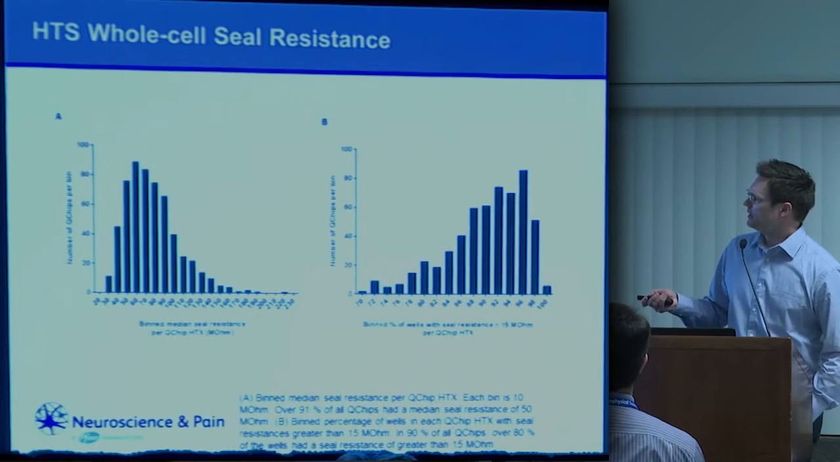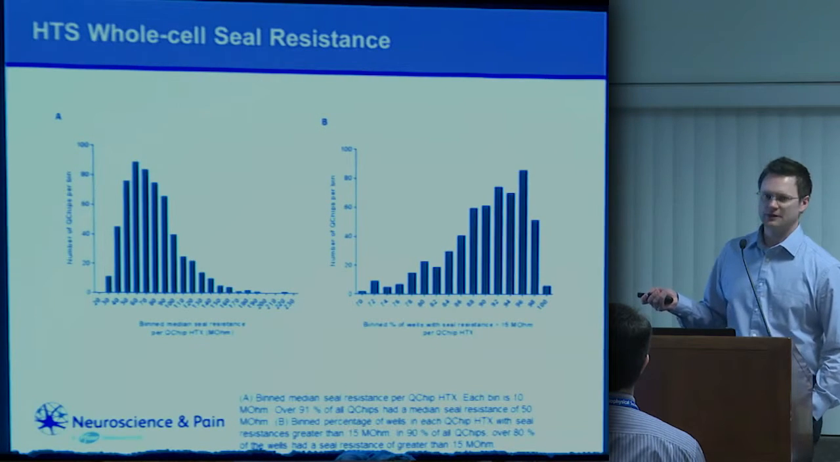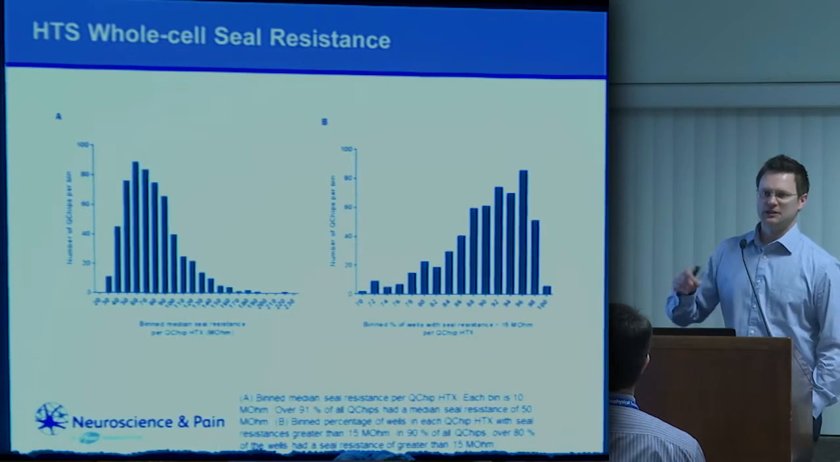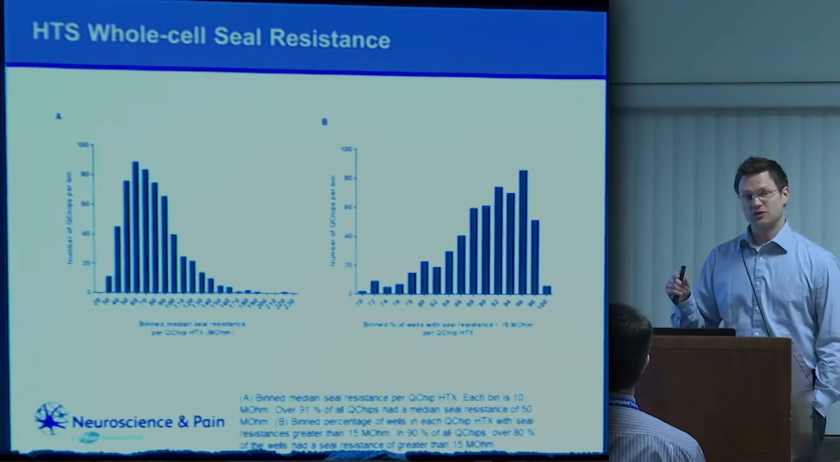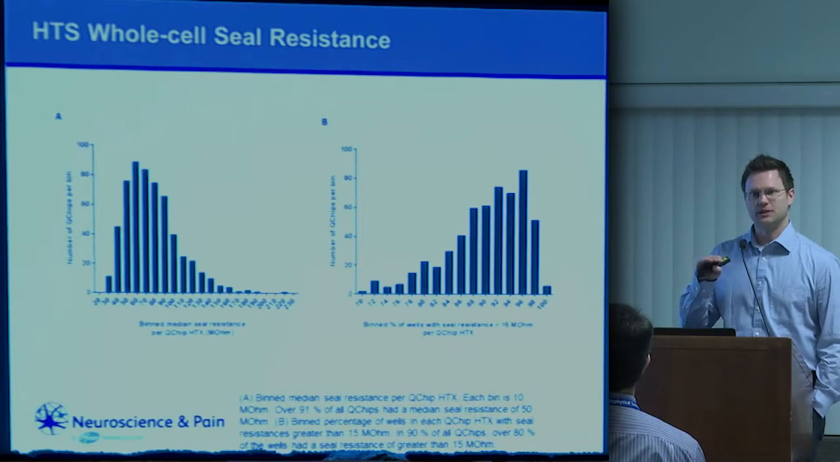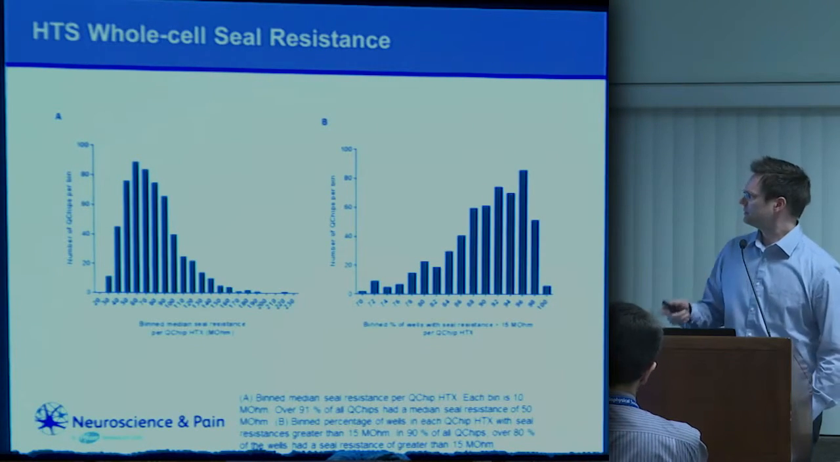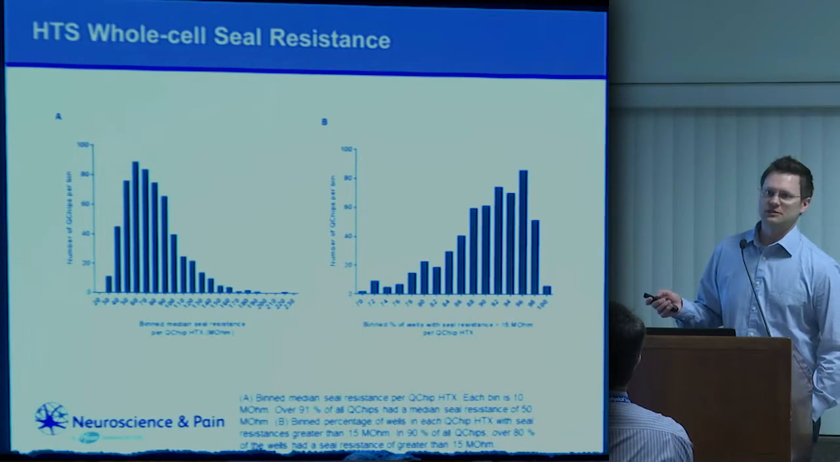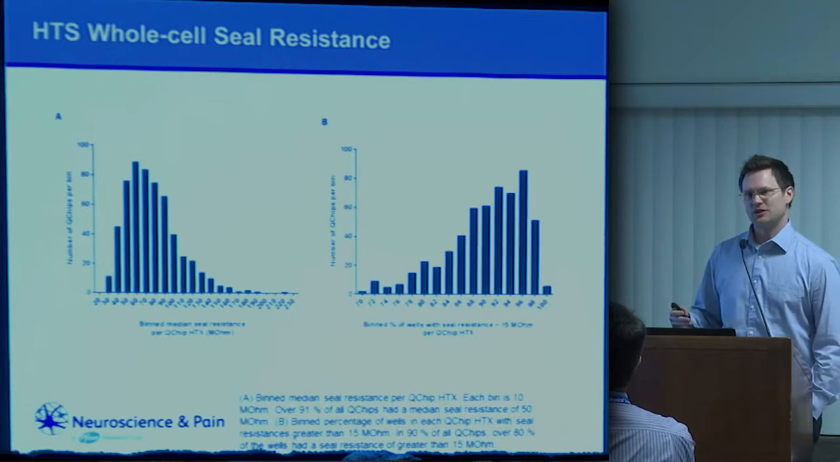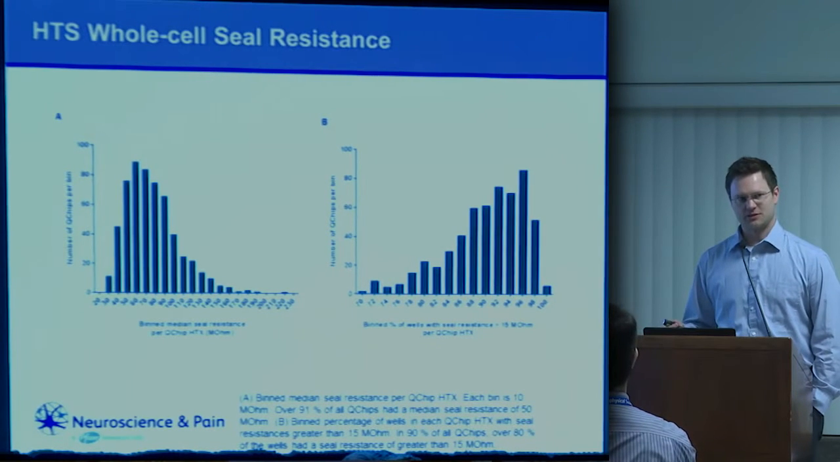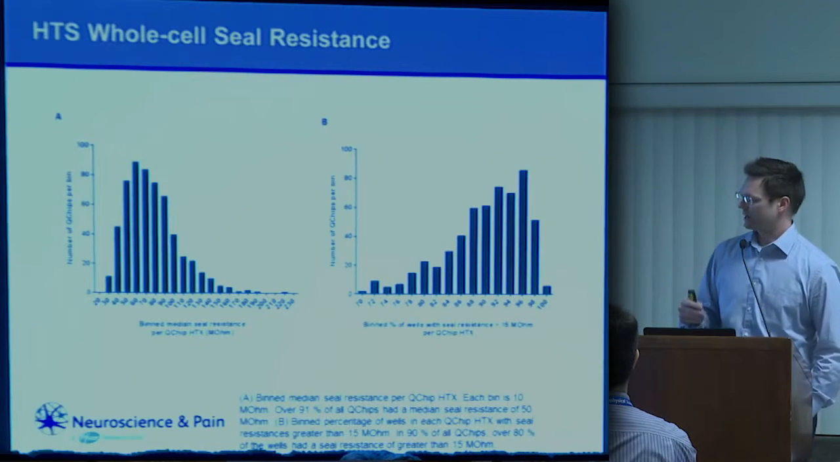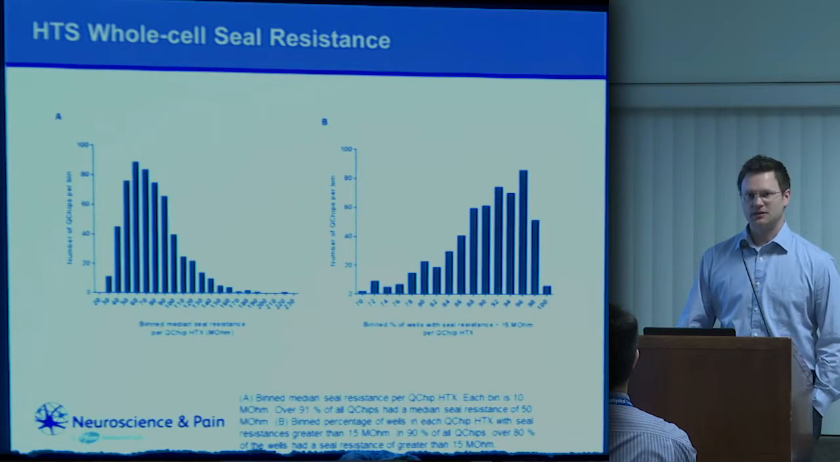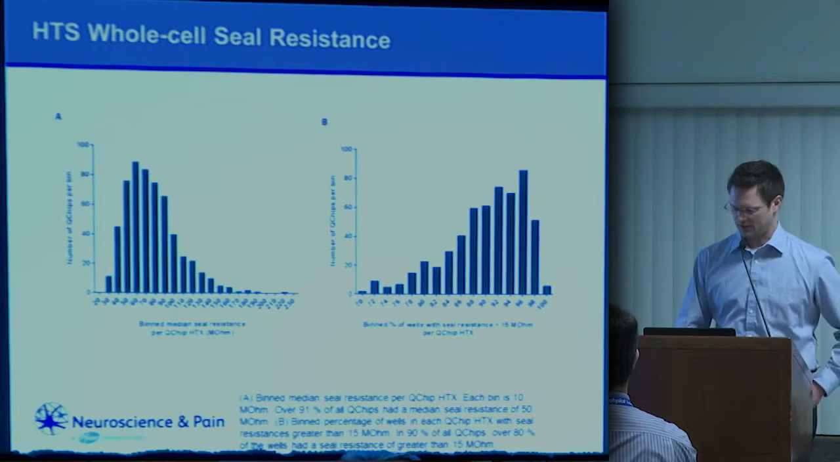Similarly, this is just representing the same thing, but in a different way. So this is now percentage of wells per QChip with seal resistance greater than 15 mega ohm. In other words, 150 mega ohm per cell, which was our QC filter cutoff. And again, in 90% of the QChips, over 80% of the wells had a seal resistance of greater than 15 mega ohm. So we had a high quality seal resistance throughout the whole HTS campaign.